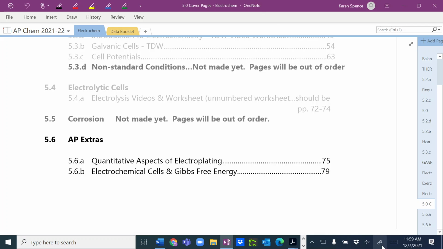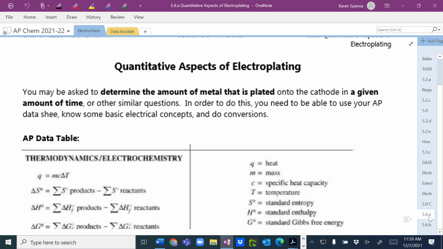Shall we carry on then with quantitative aspects of electroplating? You might be asked, how are we feeling about electroplating, by the way? Ish? Yeah? Okay, we can talk about it later if we're still feeling unsure, but I do want to get through this today.